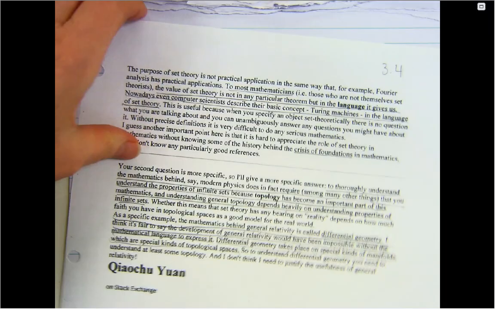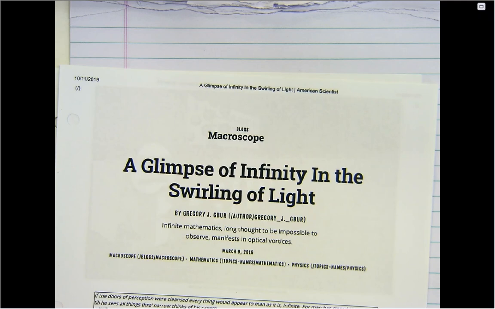So this is some easy to read articles. If you get a chance to look this one up, I think it's really interesting.